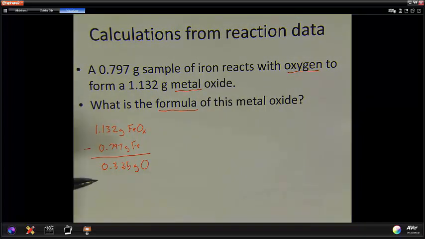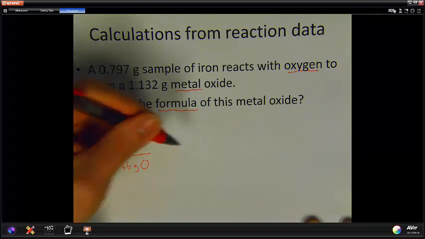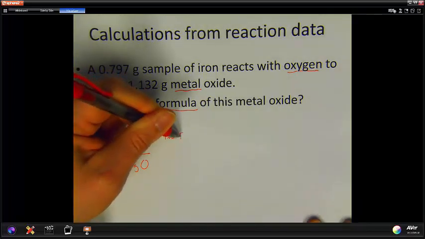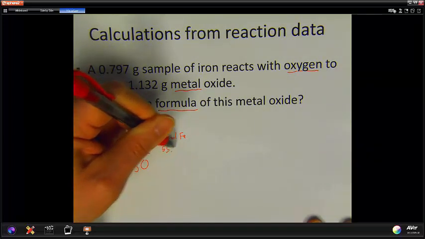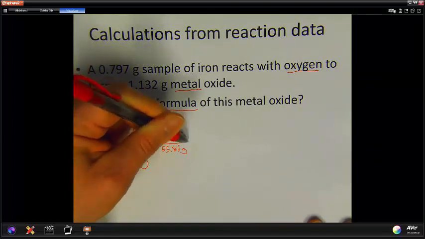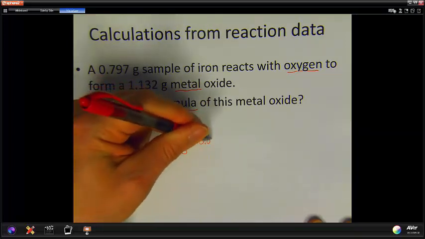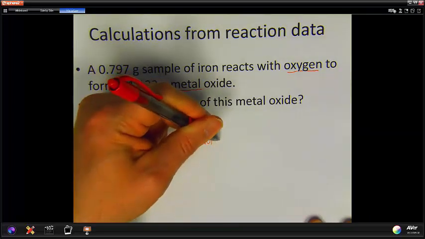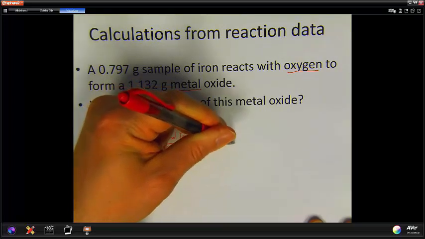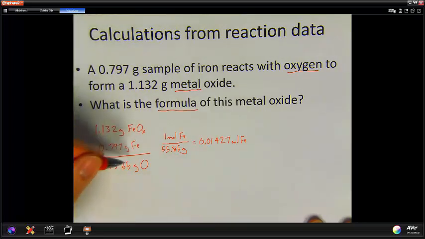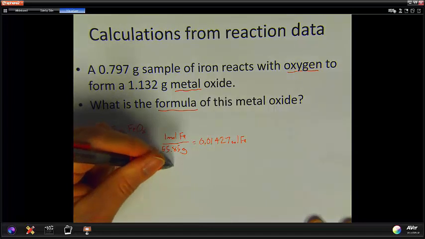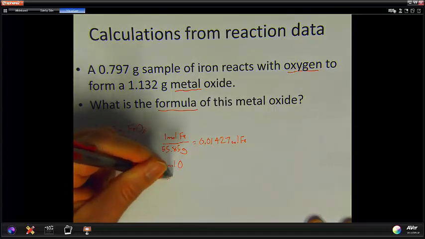Okay, so for the iron, we have 1 mole of iron is 55.85 grams. Again, you should be able to find this from the periodic table. And we do the math there, we get 0.01427 moles of iron. And down here for the oxygen, we have 1 mole of oxygen is 16.00 grams. And we do the math here, we get 0.02094 moles of oxygen.